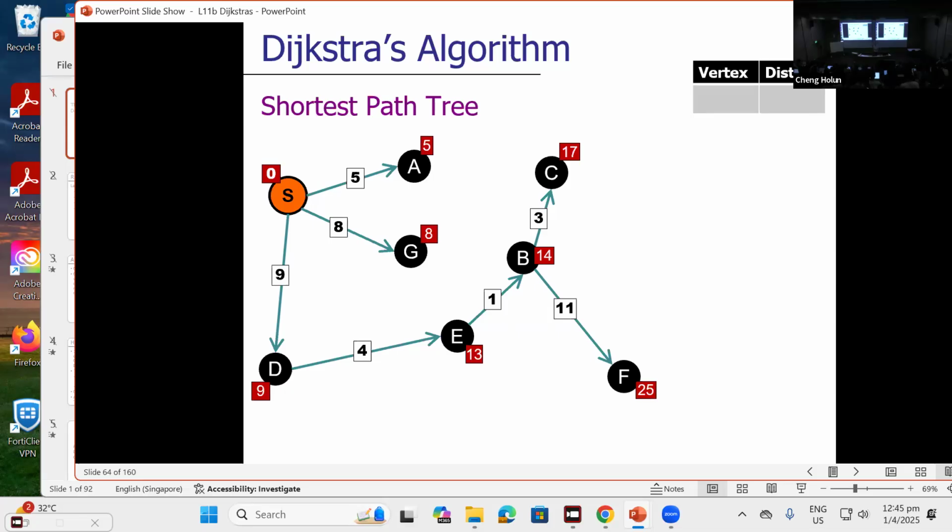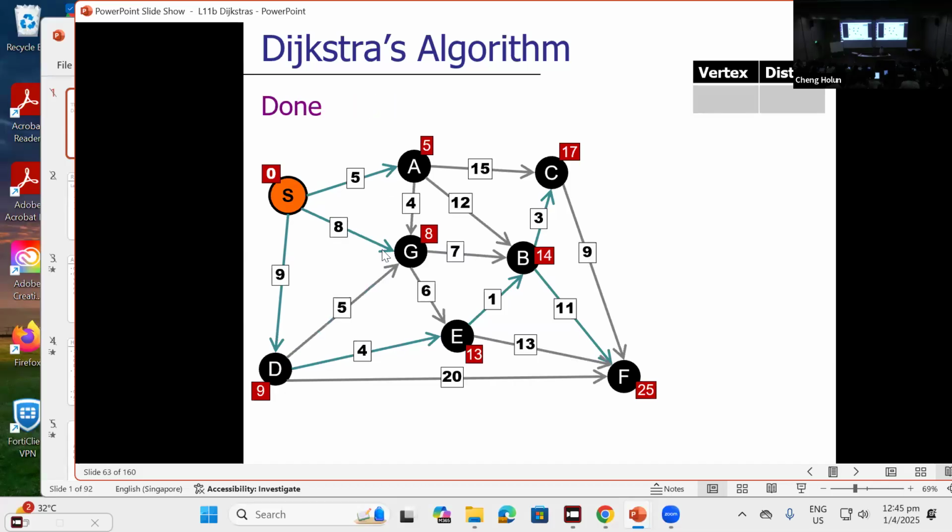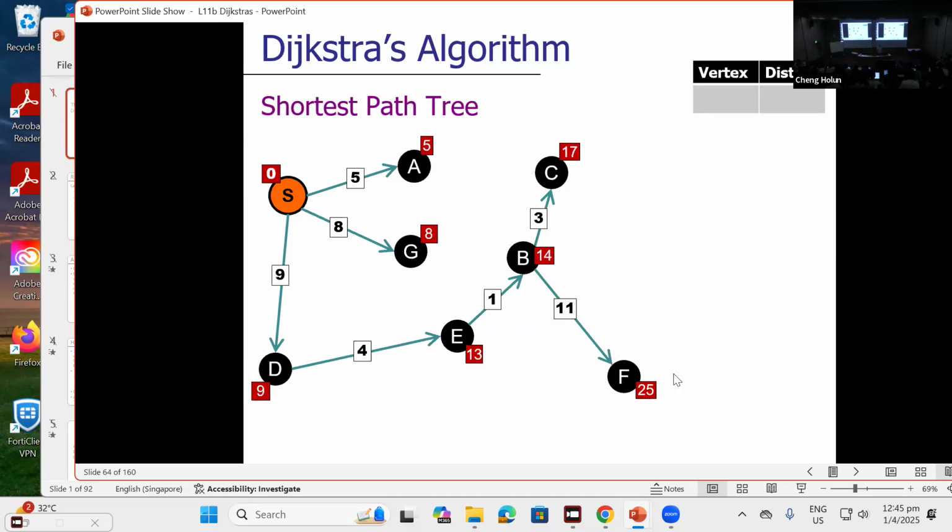So this algorithm does not only give you the length of your shortest path, it also gives you what that shortest path is. So if you want to go to F, you rather travel to D to E to B, then F is the shortest one. Instead, if you go back to the graph, it seems that S to G, to B, to F has fewer steps. But actually, the shortest path is S to D to E to B to F. Okay.